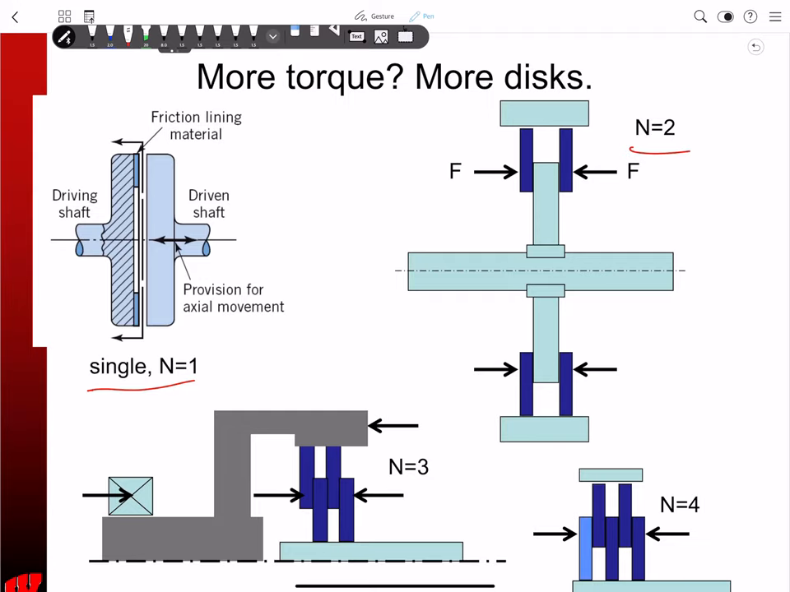Here I've got, let's see, 1, 2, 3, 4 plates, but I only get 3 surfaces because I only got 1, 2, 3 surfaces there. That's interesting. Here I've got 1, 2, 3, 4, 5, and that gives me 4 surfaces. A lot of big trucks, tractors, and stuff like that that transmit a lot of torque will frequently have many pressure plates within their clutch.